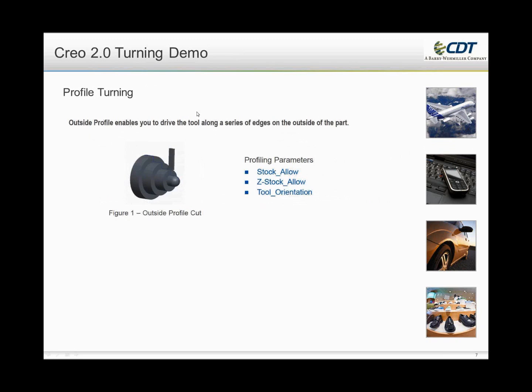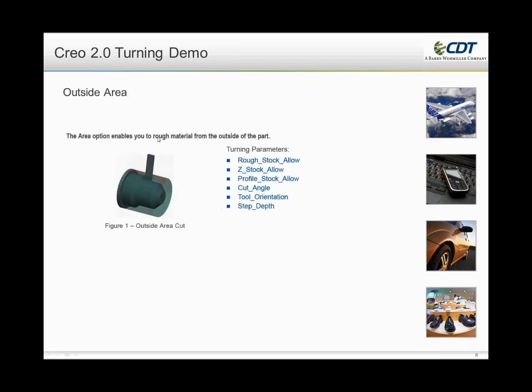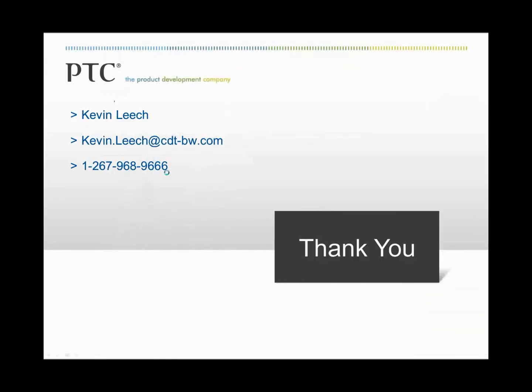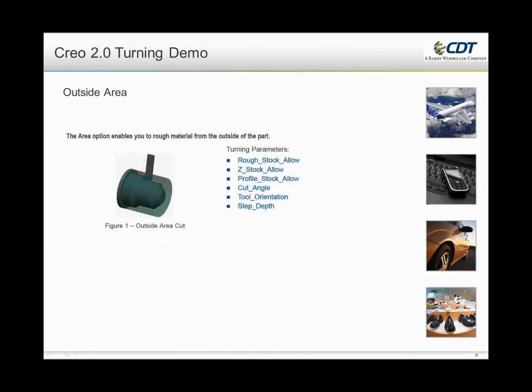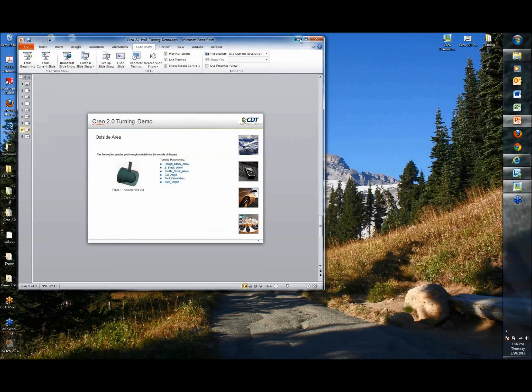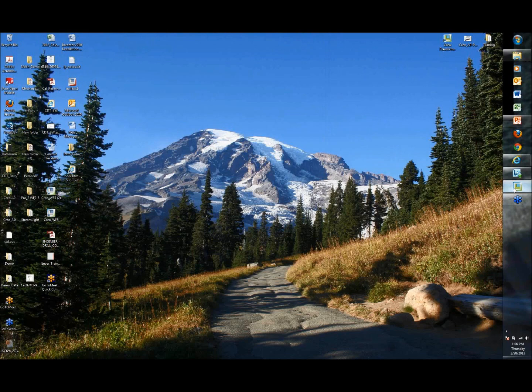We're going to talk about profile turning, right? So some basic parameters that you can set up for stock allowance, Z-stock, and tool orientation. There's also outside area turning. These are mostly just the very basic beginning steps. There are about three of them that we're going to talk about in this little demo. I'm using Creo 2.0 today.